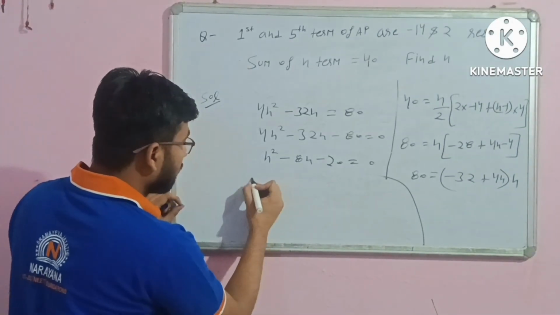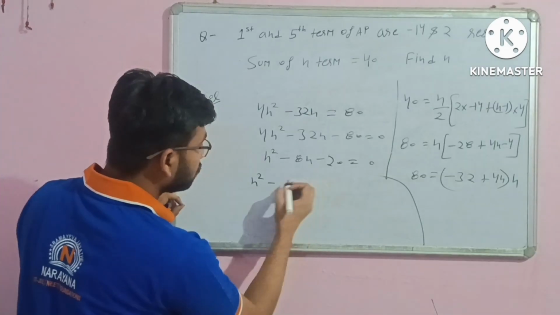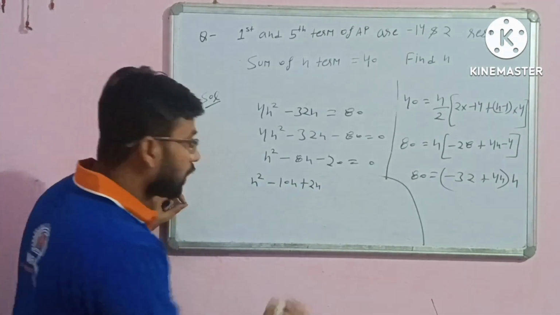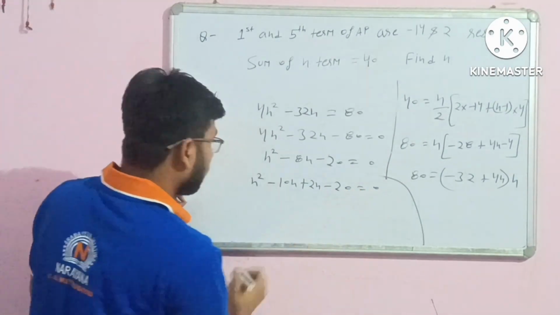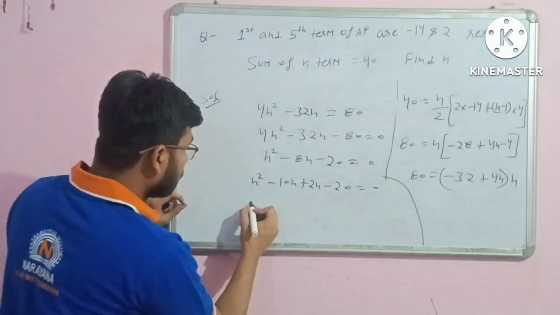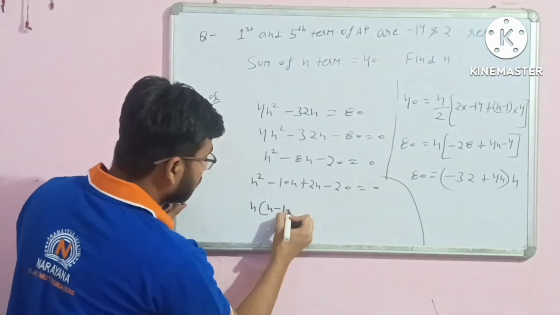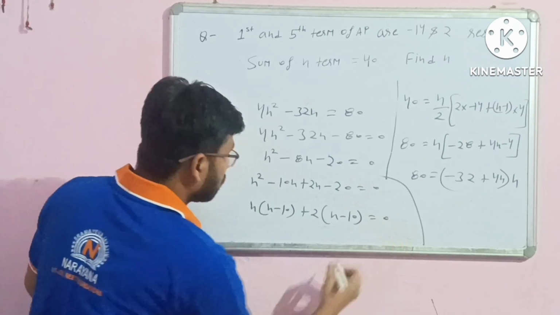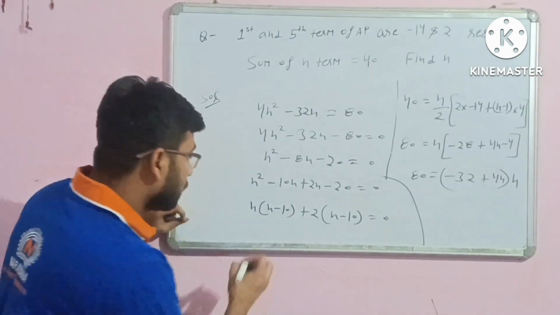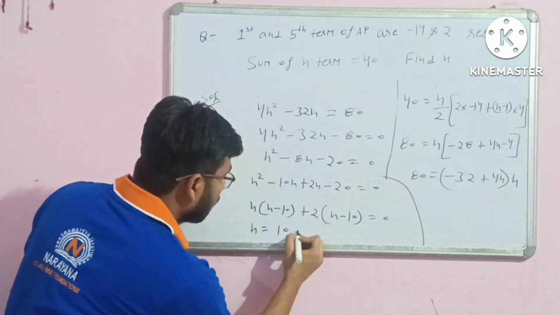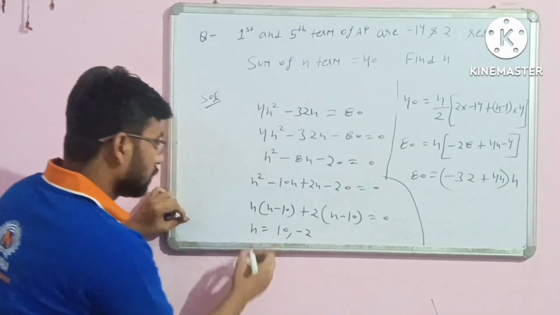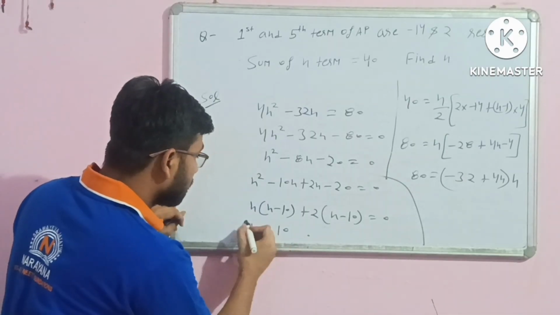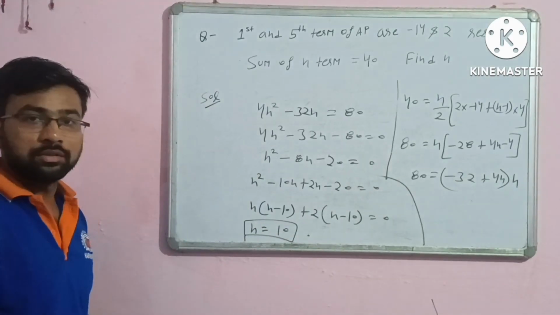Now after factorizing this equation, minus 10n plus 2n minus 20 becomes equal to 0. Now we will take common: n minus 10 plus 2 into n minus 10. So here we will get two values, n equal to 10 and minus 2. The value of n cannot be negative, so that's why here the value of n is only 10. So the answer is 10.